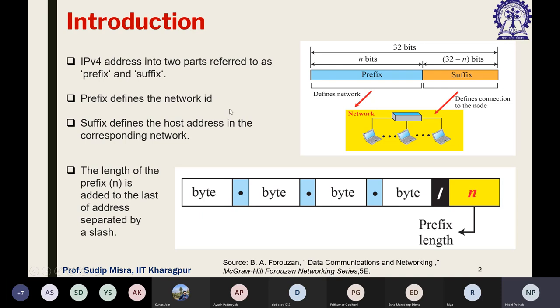This is how the IPv4 address can be partitioned into two parts. One is the prefix defining the network, and which network. So this dictates which network a particular packet belongs to. And the suffix defines the connection to the node or the host, right? So the exact host to which it belongs is what you get from the suffix part.